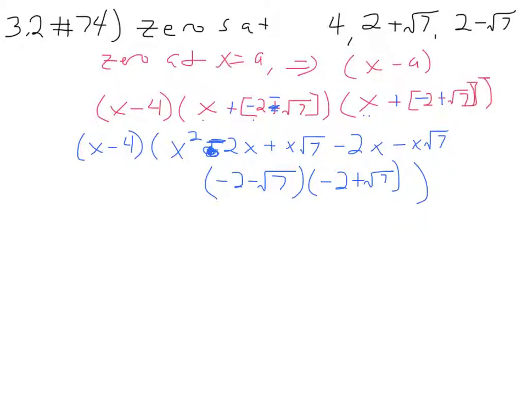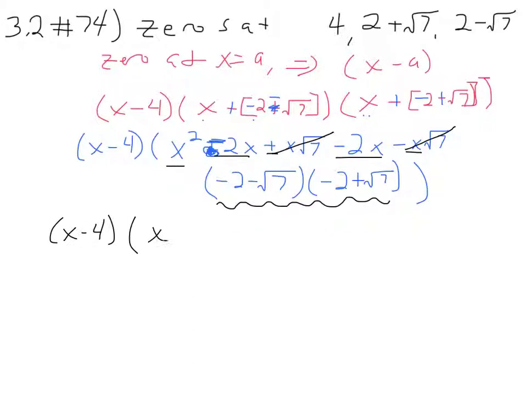Now, can I simplify this any? Well, I have a plus x times the square root of 7 and a minus x times the square root of 7. So those terms are going to cancel. This minus 2x and this minus 2x I can combine and simplify. And this guy I'm going to have to FOIL out. So x minus 4 times x squared minus 2x and minus 2x is minus 4x.